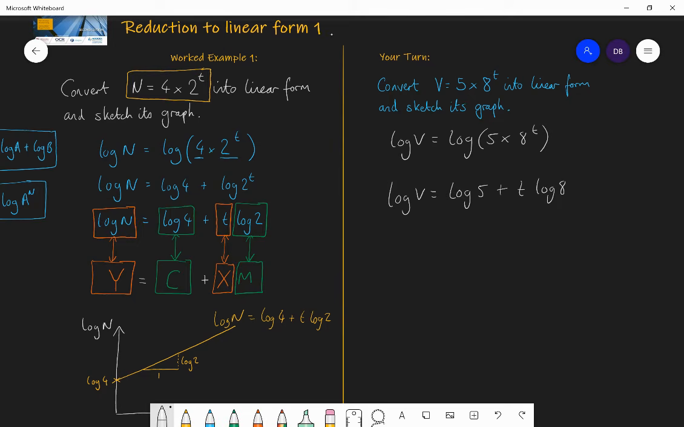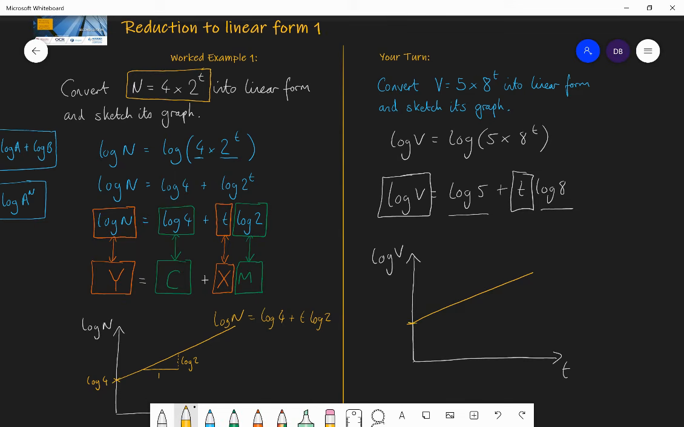So what we have is we have our y-axis, we have our x-axis, and then we have the y-intercept and the gradient. So our graph will look like this. So the x-axis is t, the y-axis is the log v axis, as it were. The graph will be a straight line going through log 5 on the log v axis, and the gradient will be, if I go 1 across, I will go log 8 up. And that's my graph. Well done if you got that right.